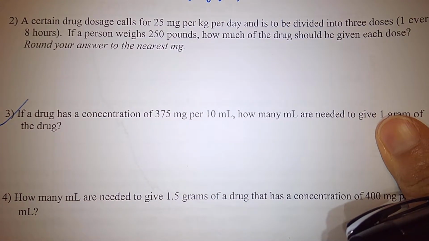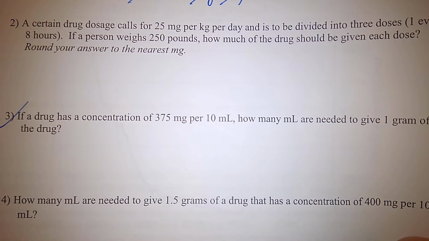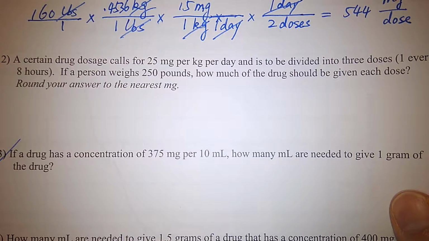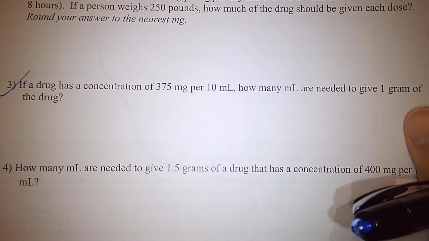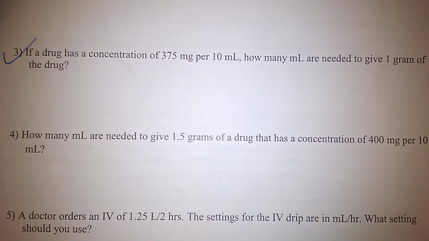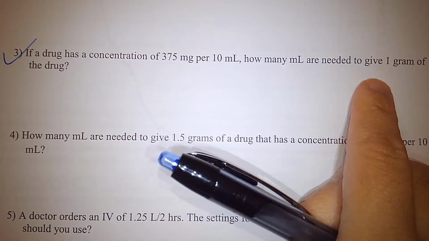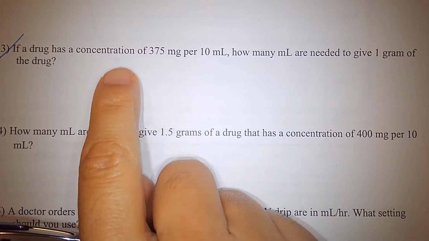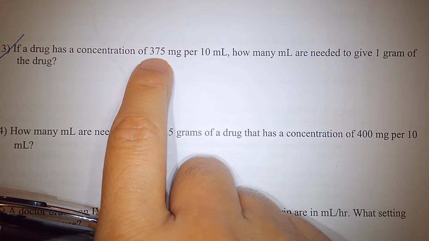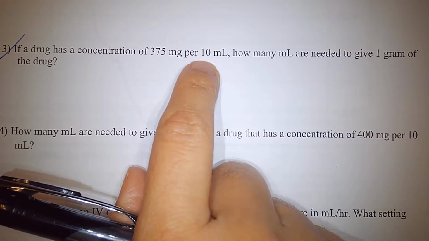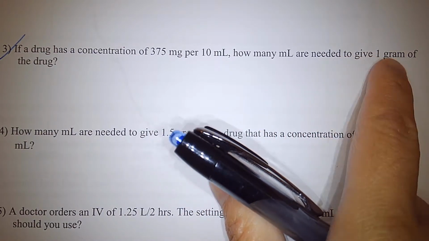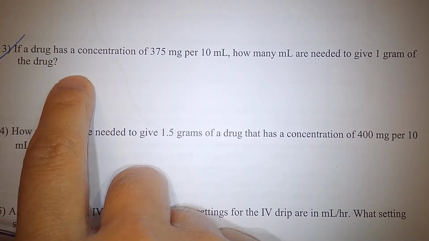Questions 3 and 4 are very similar, so let's do 3. Who's turn to read question 3? If the drug has a concentration of 375 milligrams per 10 milliliters, how many milliliters are needed to give 1 gram of the drug?